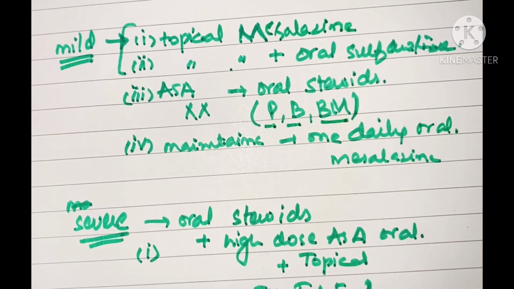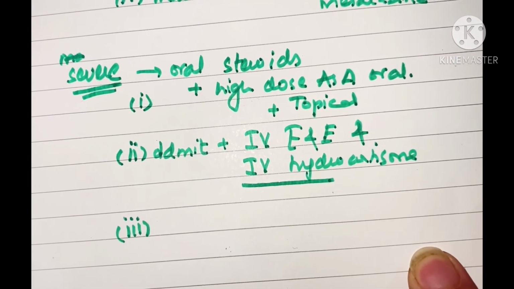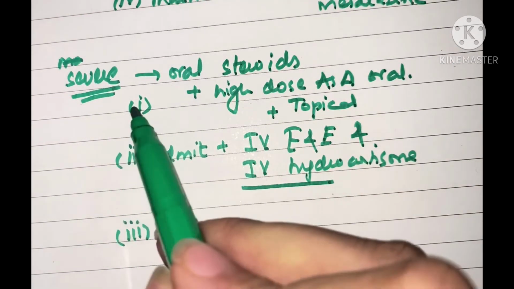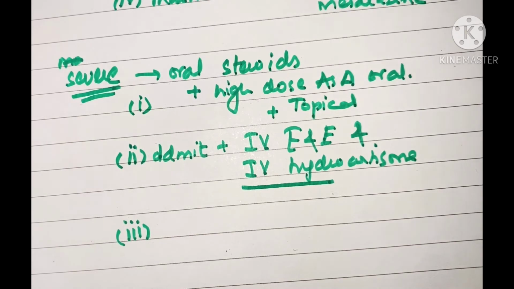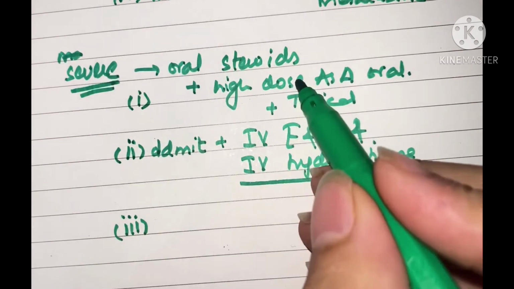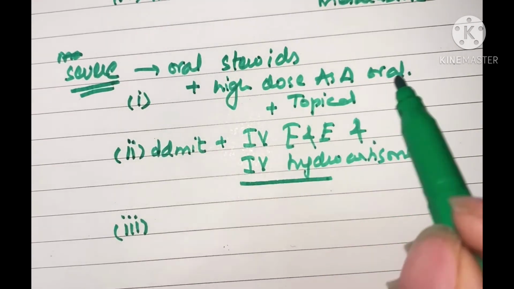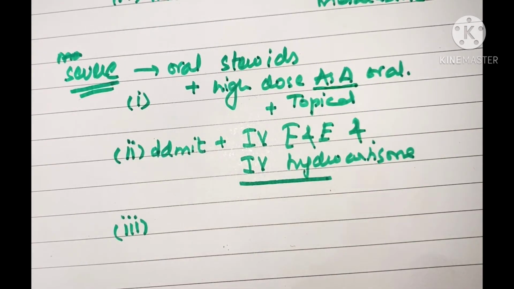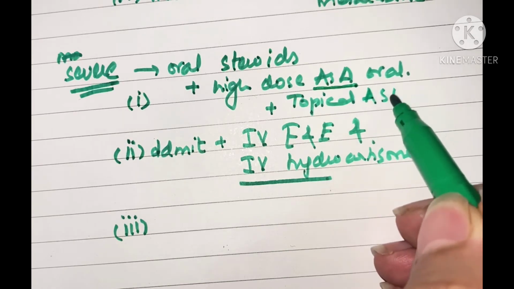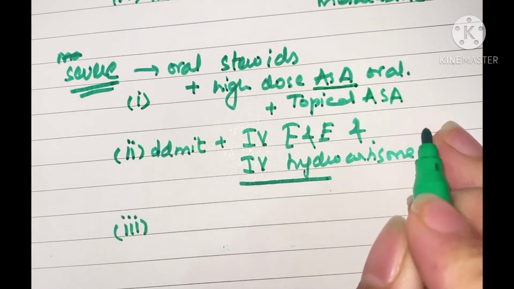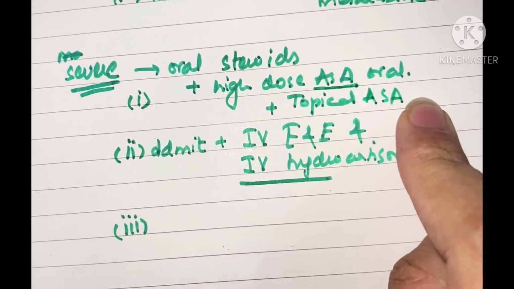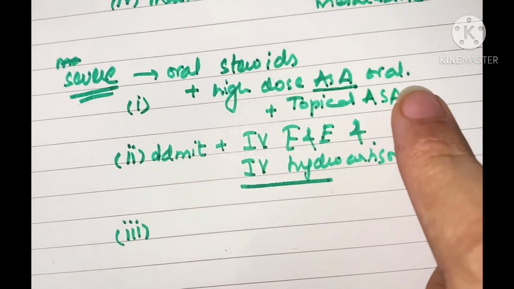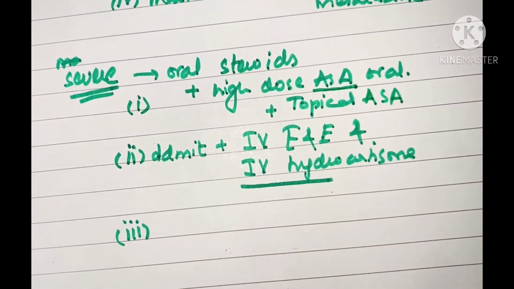So we talked about mild to moderate disease. Now we'll talk about severe disease. In severe disease, we'll start with the second step and add the first two. We'll give oral steroids plus high dose oral aminosalicylates plus topical aminosalicylates. If the patient responds to them, good. But if the patient is not responding to this regimen, then we go a step higher.